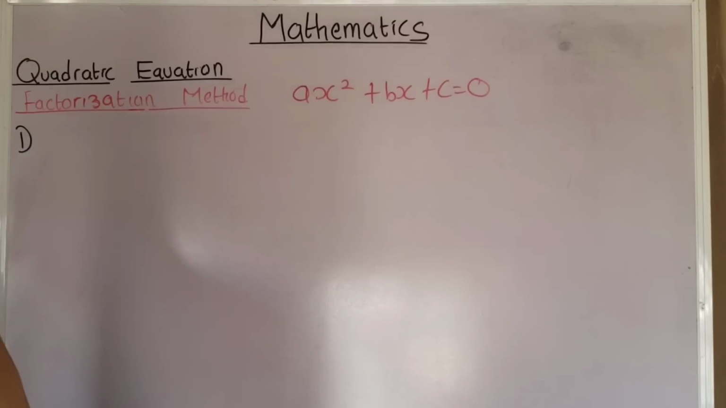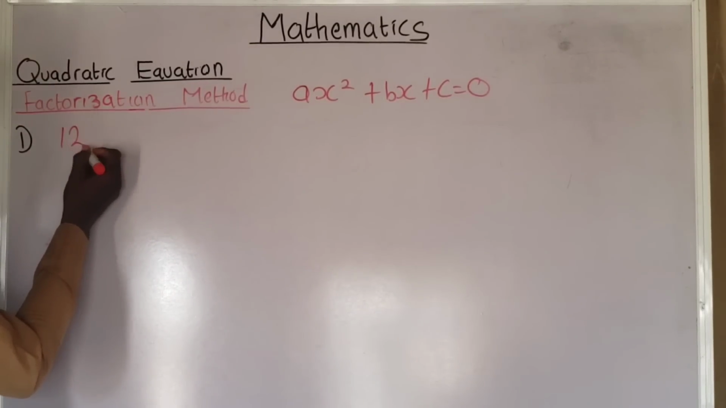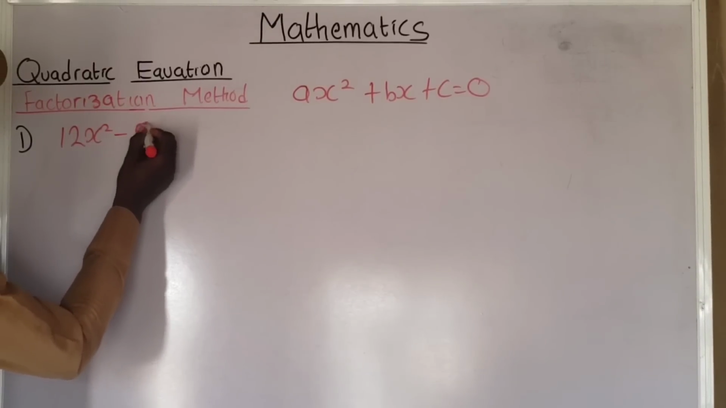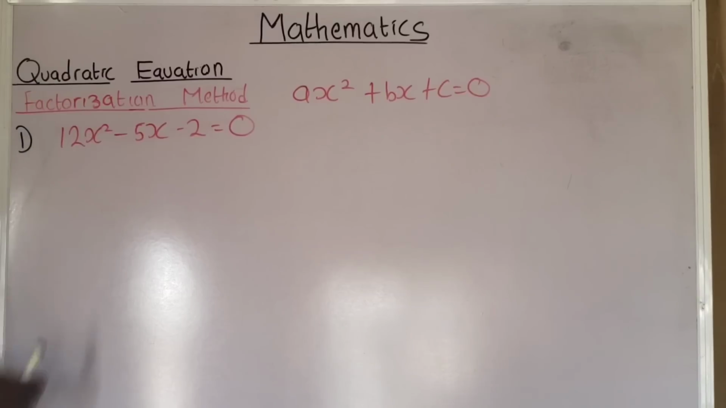Okay, let's start with the first question. We are asked to find the value of x in this quadratic equation: 12x squared minus 5x minus 2 equals to 0. Now how do we solve for the value of x in this quadratic equation? You can see that in this quadratic equation, the a is not unity. That is, the coefficient of x squared is not 1. So how do we go about this?